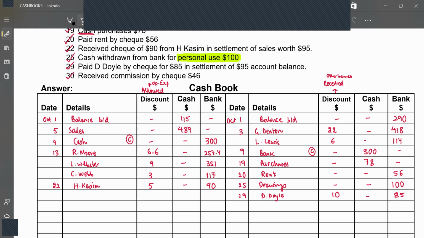Next is received commission. That's again cash inflow. 30th, what are you receiving? I'm receiving commission through bank, through check. So it has to be a banking transaction, and $46. A straightforward transaction. This is how you input transactions into your cash book.